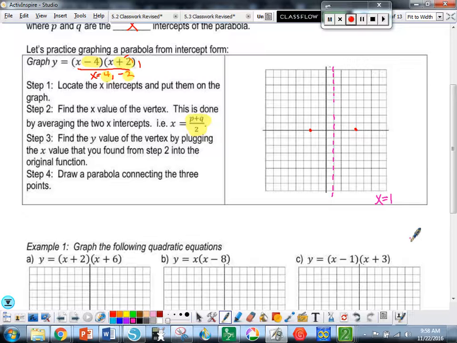So how do I find the y value? If I know x equals 1, how do I find the y value? Okay, so to find the y value, let's plug it in. So our equation's right there. 1 minus 4 would be a -3. 1 plus 2 is a +3. So it's down here at -9, which goes off the grid a little bit.